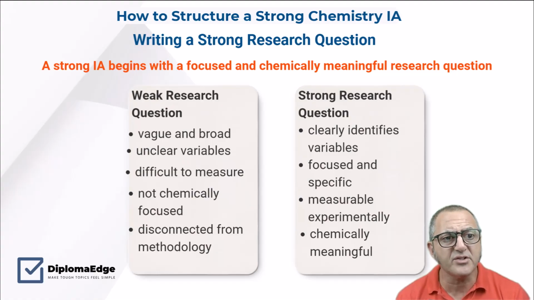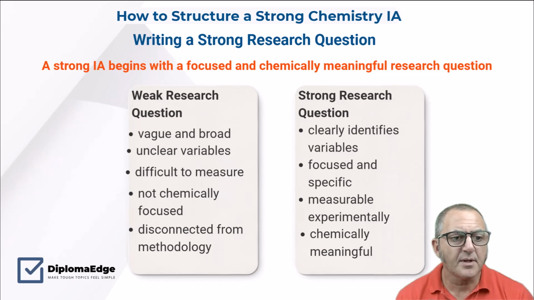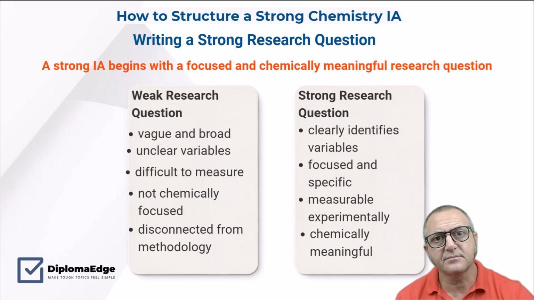A weak research question normally will be vague, broad, difficult to investigate. A solid research question will be clear, will be precise, will identify the variables, and will identify exactly what's being measured. For example, how do acids react with metals? Well, this is related to chemistry. It's just very broad and is not specific enough. It would be much better to have a research question that actually talks about the variables that you are going to be changing and measuring.